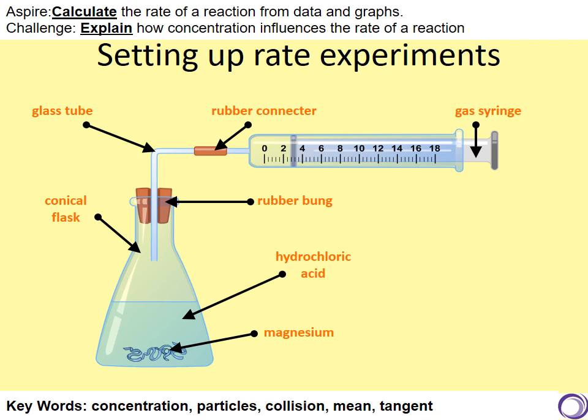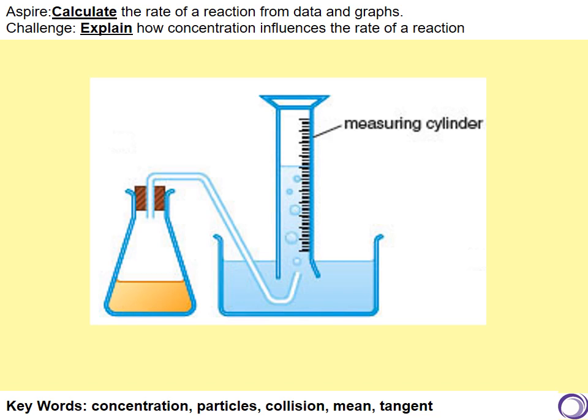However, not all schools have enough gas syringes and they can be quite fiddly. So in a lot of cases, what you will see is this setup that I'm going to show you next. So here we have the conical flask again, just like on the previous one, and we could put in our magnesium and our hydrochloric acid. And this time the bubbles travel up the glass tube, but then they go into a measuring cylinder that has been submerged in water. As the gas goes up the measuring cylinder, it displaces the water, and again we can measure the volume of gas produced.